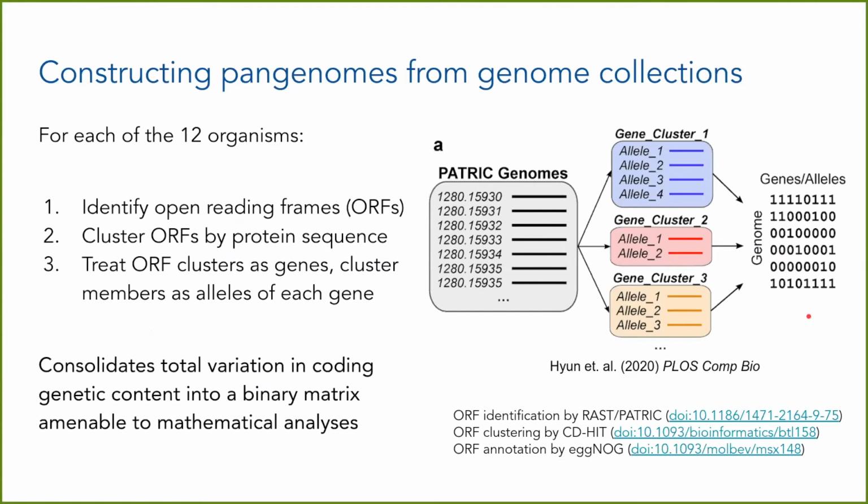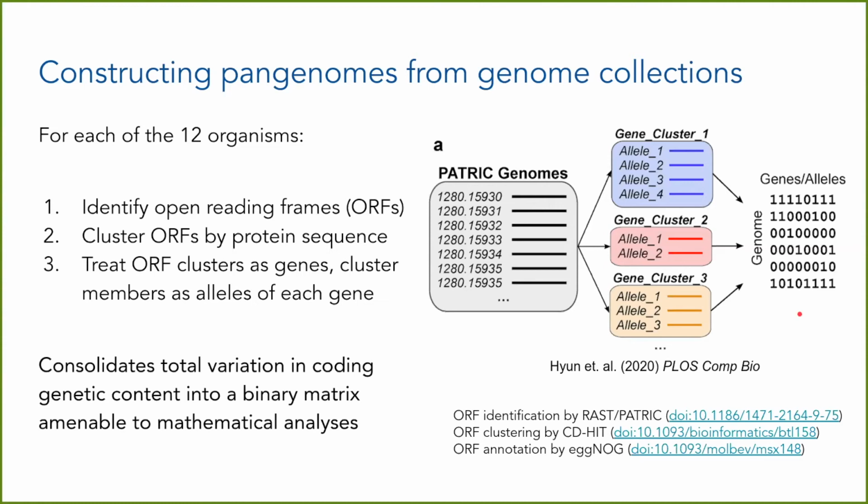In order to construct pangenomes from these genome collections, we use this three-step process. First, we identify all the open reading frames in all the genome assemblies of a given organism. We then cluster those ORFs by their protein sequence. And then finally, we treat each of those sequence clusters as a putative gene, and each member of those clusters as individual sequence variants or alleles of that gene.